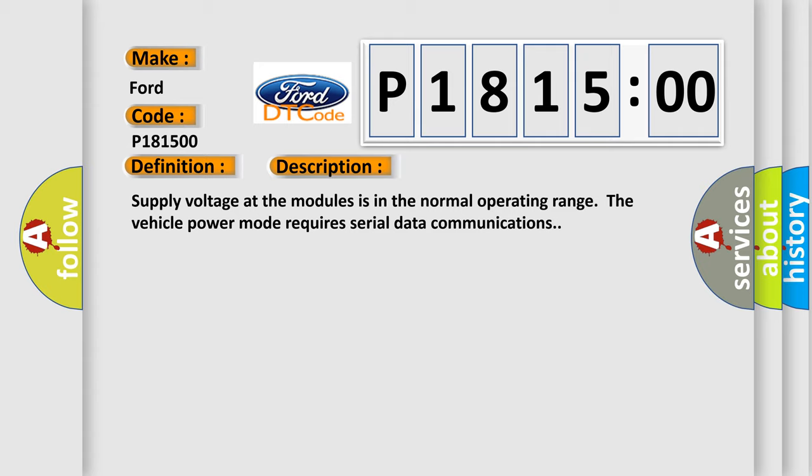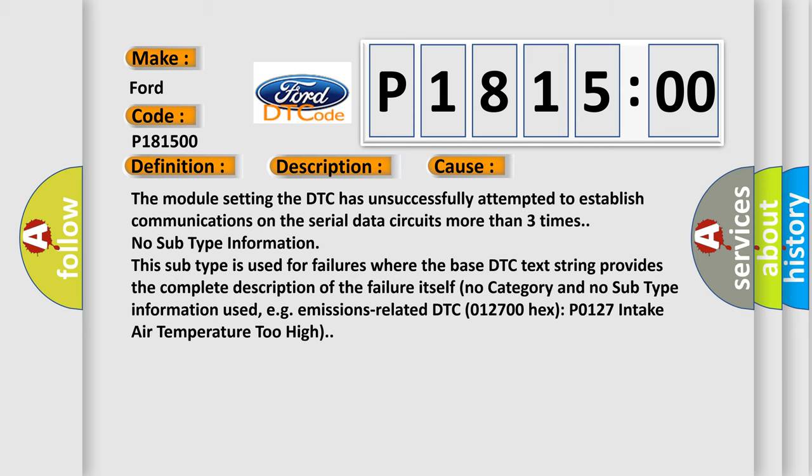Supply voltage at the modules is in the normal operating range. The vehicle power mode requires serial data communications. This diagnostic error occurs most often in these cases. The module setting the DTC has unsuccessfully attempted to establish communications on the serial data circuits more than 3 times.